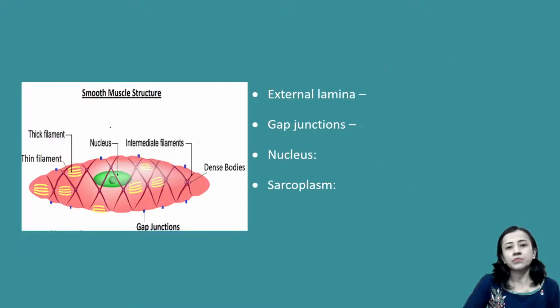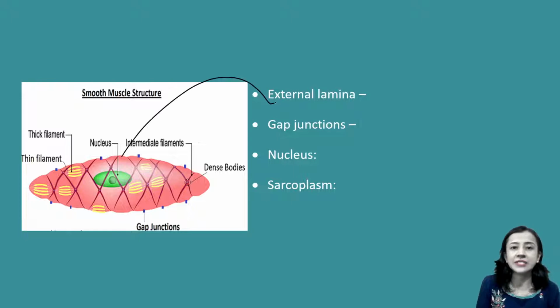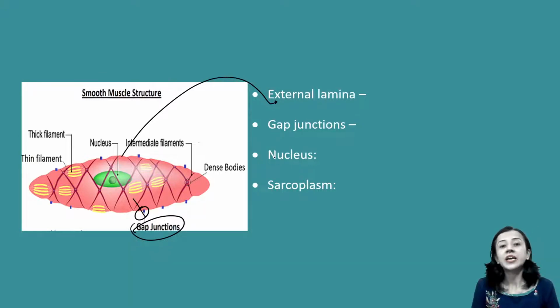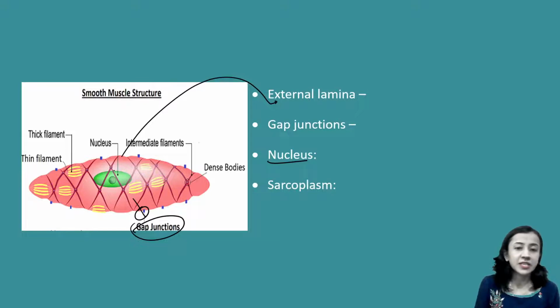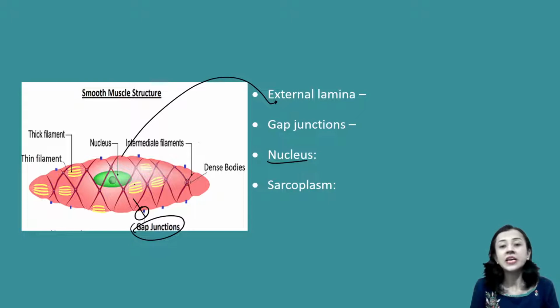Now the plasma membrane of the smooth muscle is surrounded by the external lamina. Adjacent smooth muscle cells are connected to each other by gap junctions, you can see here. So in single unit smooth muscle, they act as a syncytium, a single unit. They have a nucleus which is centrally placed, not like skeletal muscle, where the nucleus is not centrally placed. Sarcoplasm contains mitochondria.